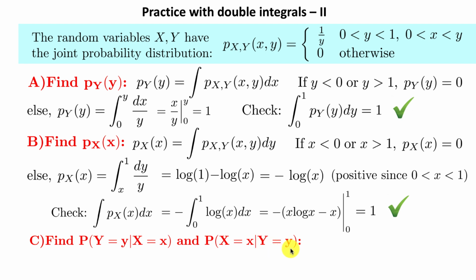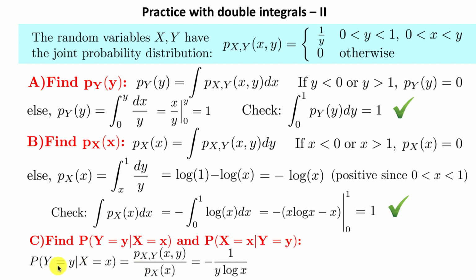When we talked about conditional probabilities earlier, we found that this is exactly how it is. So this first conditional probability is the joint probability distribution divided by the marginal in x. That gives minus 1 over y log x. And similarly, the other probability distribution is simply this divided by p of y. That's 1 over y. Of course, for both of these conditional probabilities, 1 over y or this over here, we must have that y is limited to this region and x is limited to this region.